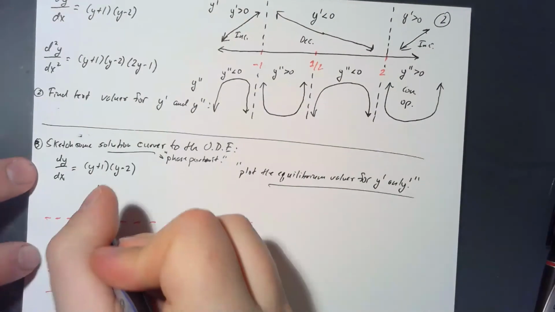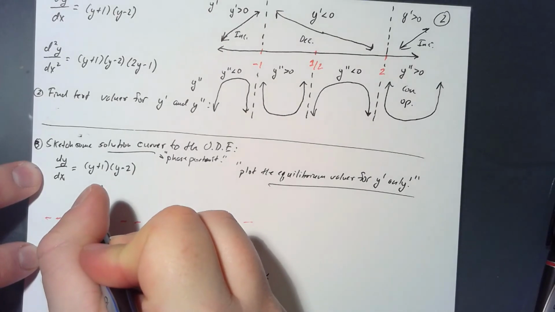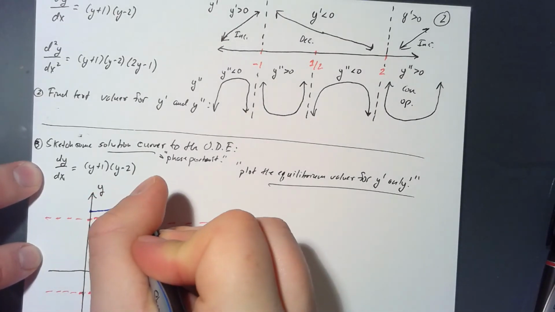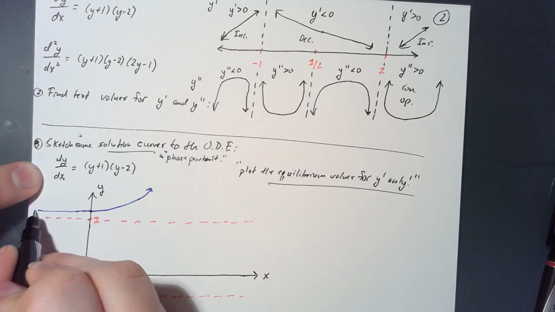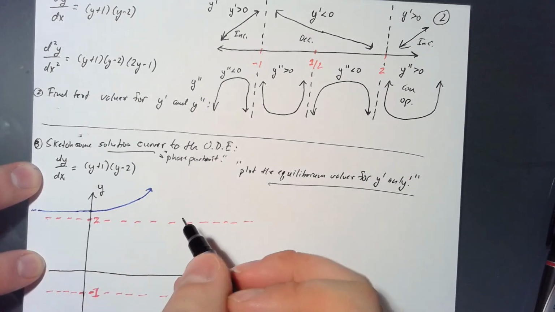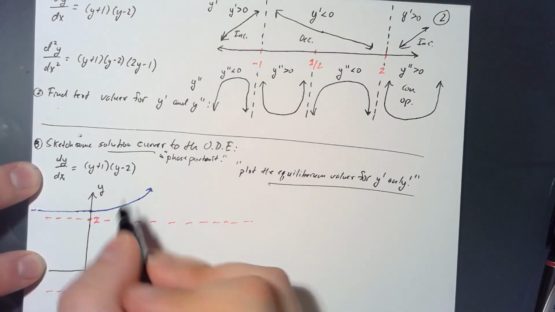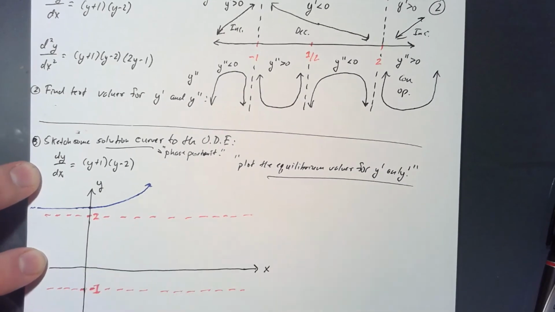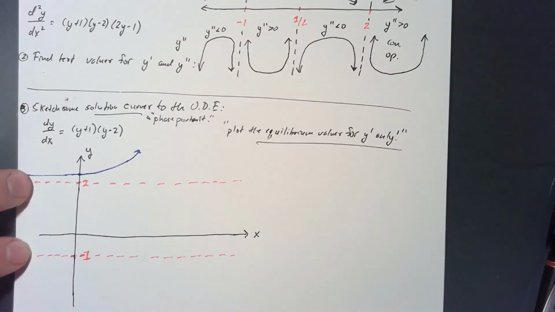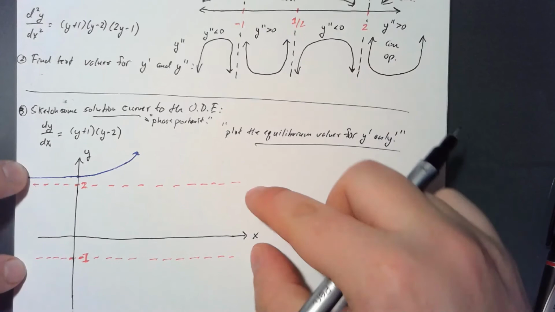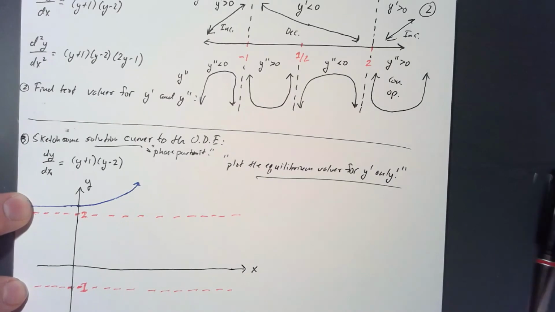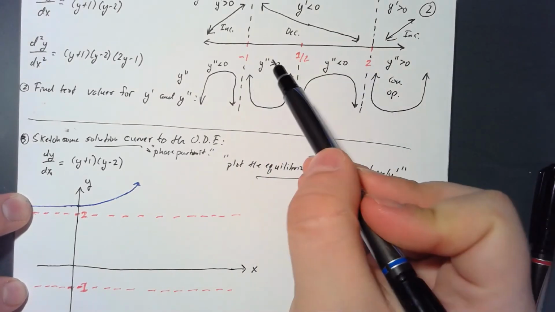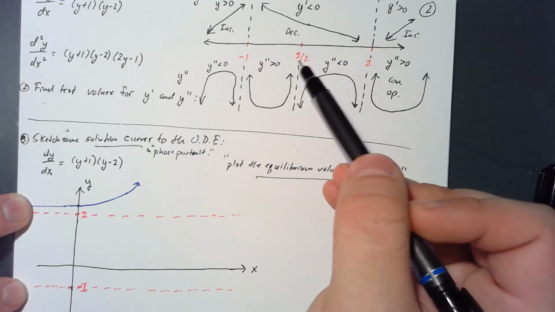If I'm increasing and concave up, I'm doing something like that. Now, if I keep going here, this is still increasing and concave up. This is increasing and concave up on this whole top portion here. So this is a solution curve. All right, now let's look inside the interval from negative 1 to 2. What does my solution to this differential equation look like?